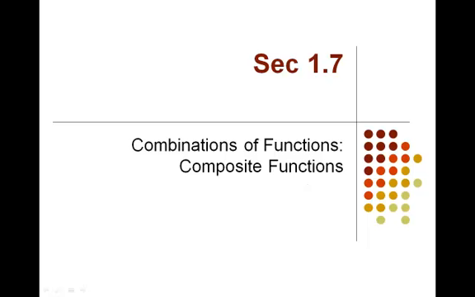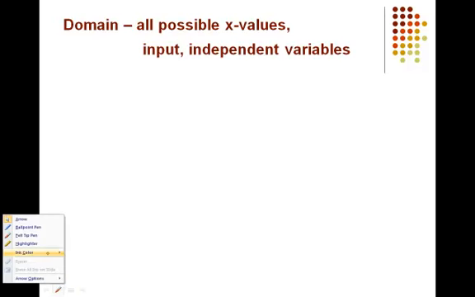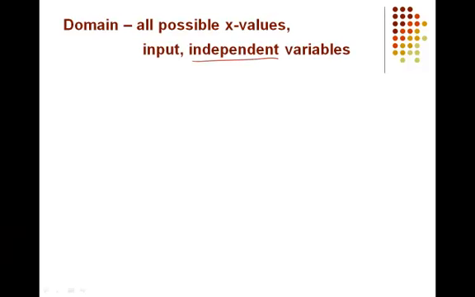Section 1.7 is combinations of functions, and part of that is dealing with composite functions. So before we get started on the composites, let's talk about domain. Domain is the set of all possible x values. In other words, your input values, which can also be called our independent variables. What are the things that are put in place for x that we can use in a function?